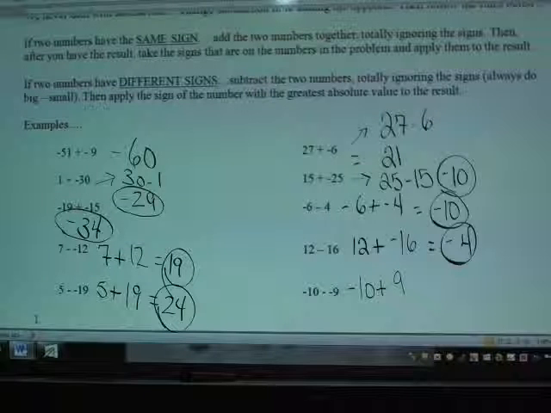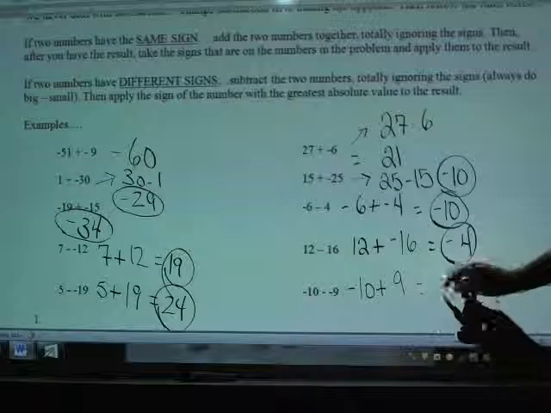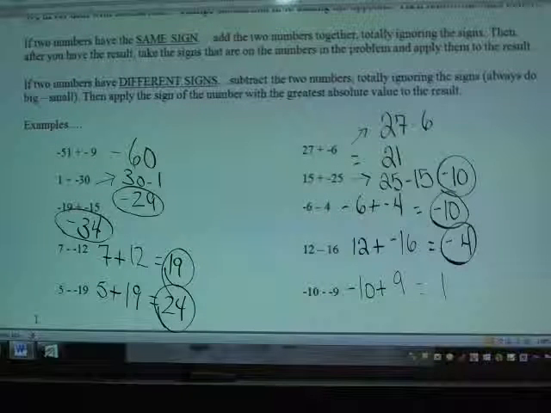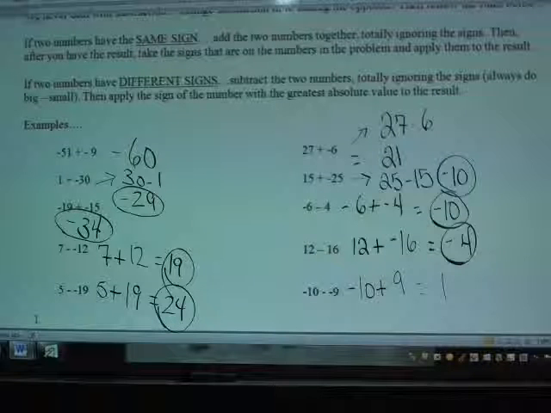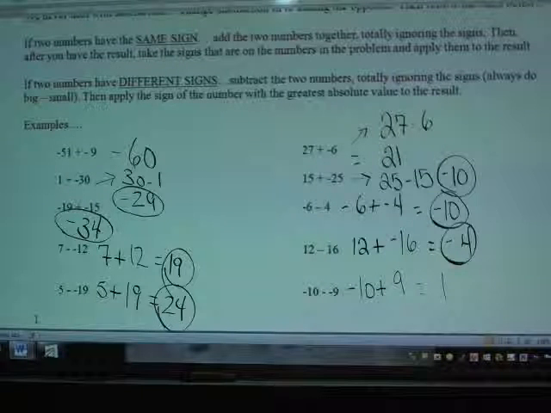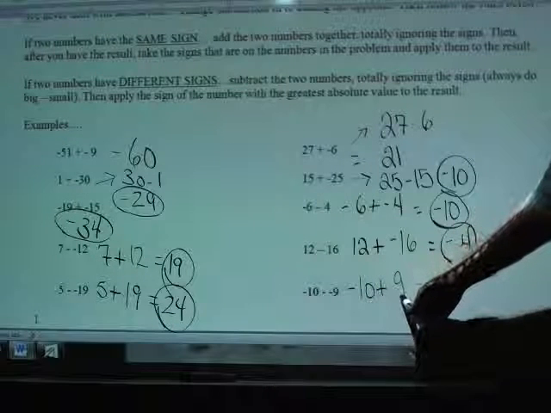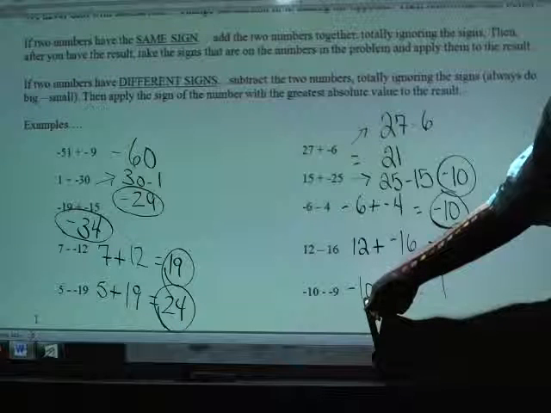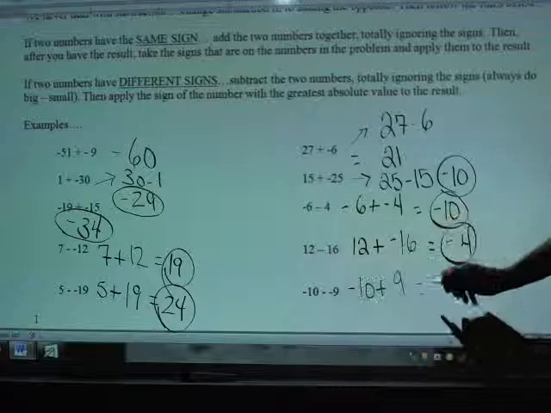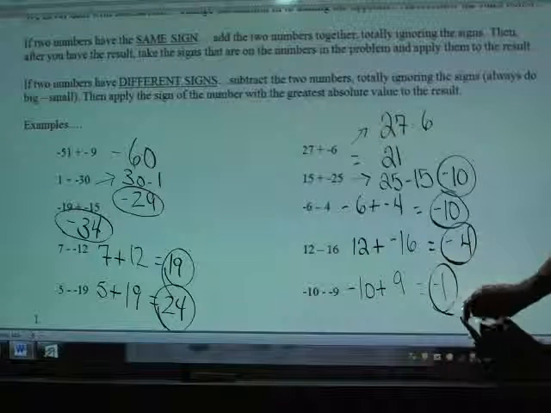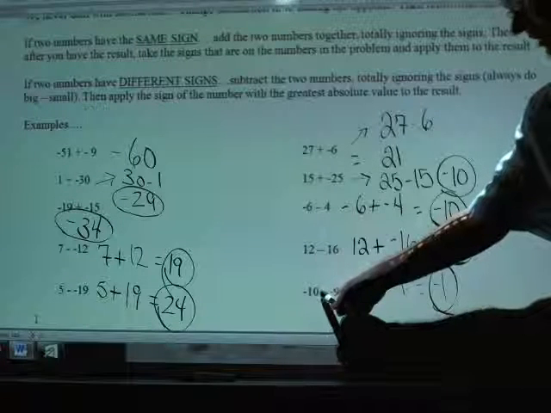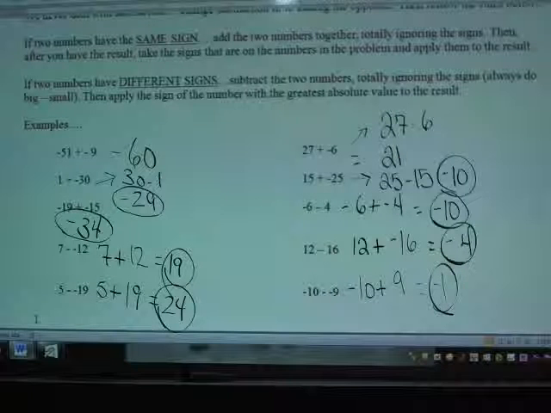And then finally, negative 10 plus 9. Well, again, these have different signs, a negative and a positive, so I'm going to subtract. I'm going to do 10 minus 9. 10 minus 9 is equal to 1. And then remember, when we have different signs, we take the number with the greatest absolute value and apply its sign to the result. So this is 10 jumps away from 0. This is 9 jumps away from 0. So that means this has the bigger absolute value. And since it's negative, my answer has to be negative as well. Negative 1. Which means negative 10 minus negative 9 equals negative 1.